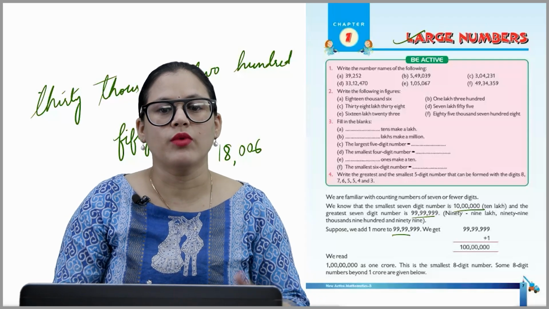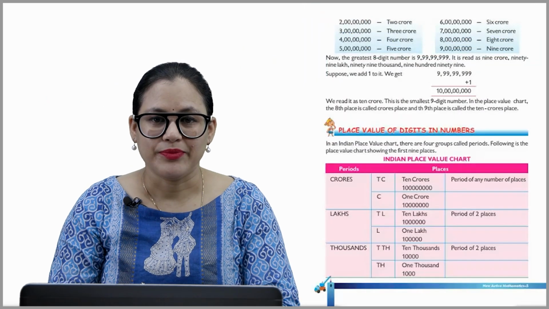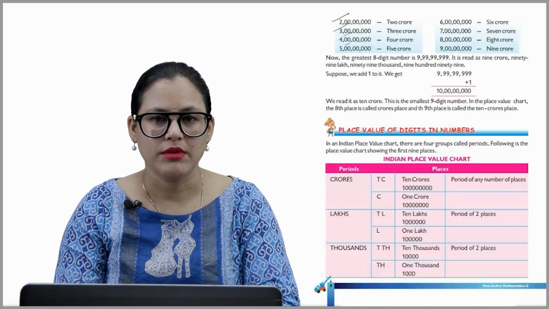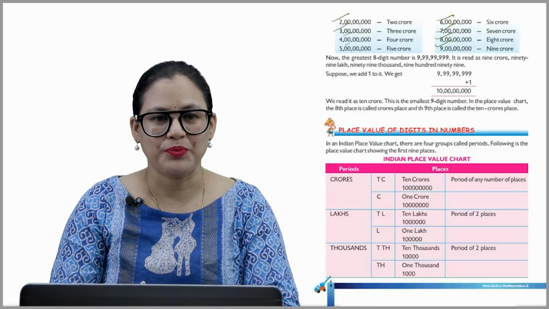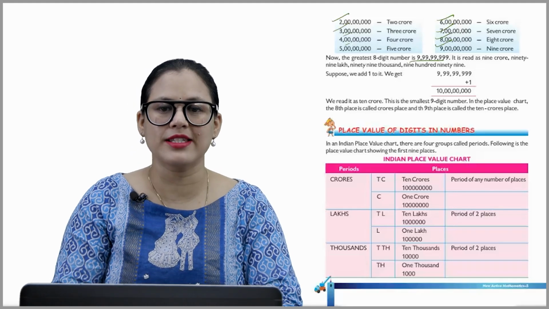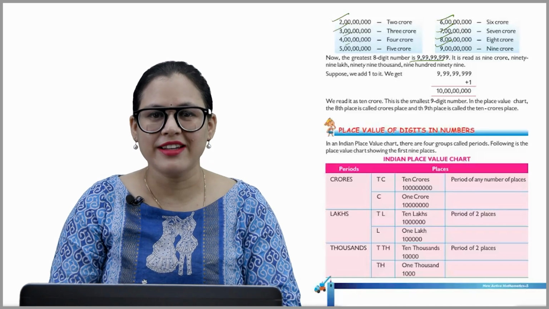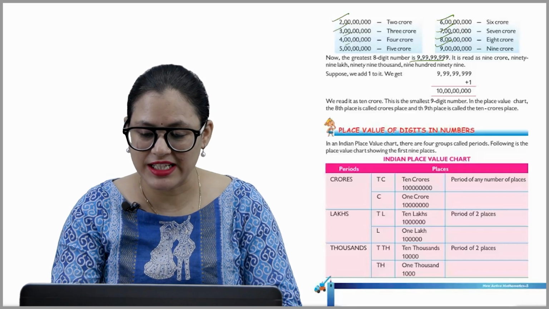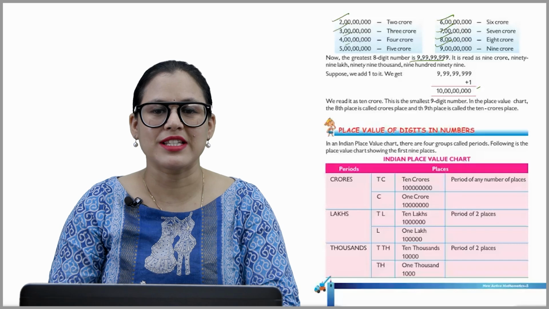This is the smallest 8-digit number. Some 8-digit numbers beyond 1 crore are given below. See, this 2 crore, 3 crore, 4 crore, 5 crore, 6 crore, 7 crore, 8 crore and 9 crore. Now the greatest 8-digit number is this. It is read as 9 crore 99 lakh 99,999. And suppose we add 1 to it, we get the smallest 9-digit number. Okay, we read it as 10 crore. And this is the smallest 9-digit number.